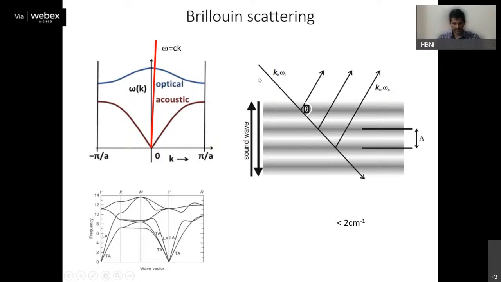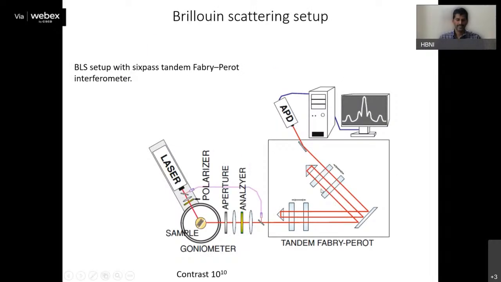So what the Raman scattering does here is measure very low energy acoustic phonons, and this energy is less than 2 centimeter inverse or so. So you cannot use a conventional kind of spectrometer like FT or dispersive. This is done in a slightly different way. This is the experimental setup.